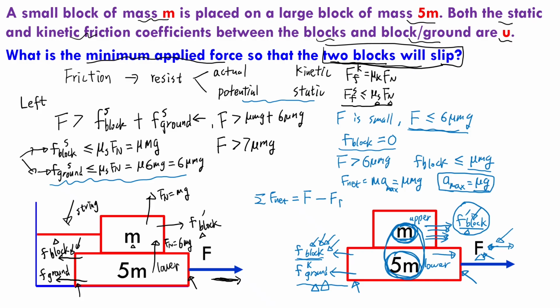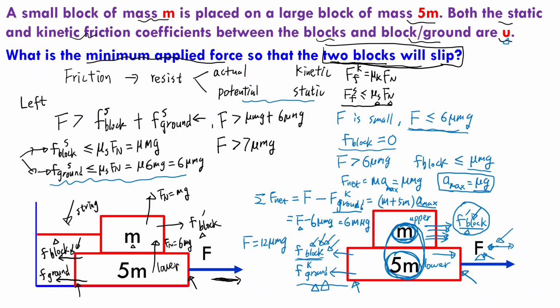So this becomes a kinetic force. So F minus the kinetic friction force from the ground equals the total mass, small m plus 5m, times the maximum acceleration. And we know the friction coefficient is mu, so this friction force is 6 mu mg. So this equation becomes F minus 6 mu mg equals 6m times the maximum acceleration mu g. Then we get this critical force F equals 12 mu mg.